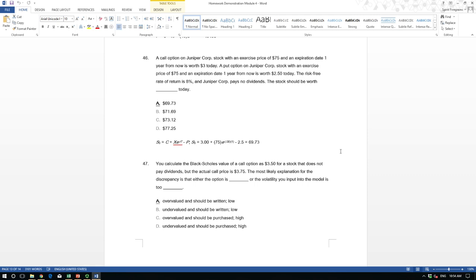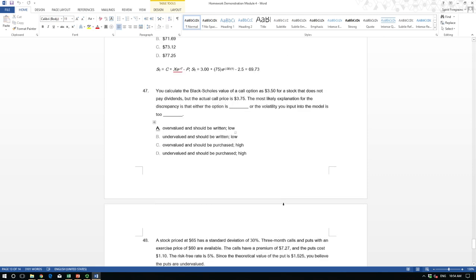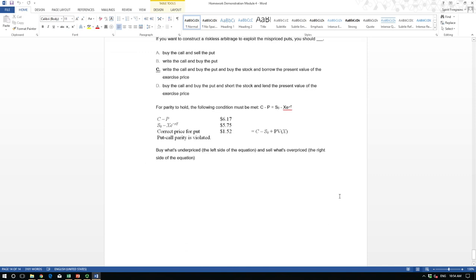Then you look at whether the option is overvalued or undervalued, right? In this case, the market price is higher than the price that you think is right. Therefore, it could be overvalued and should be sold short or written. Right? So answer is A. Answer is A.